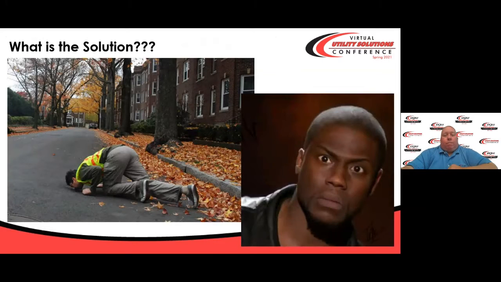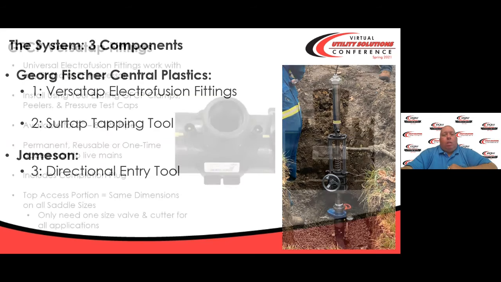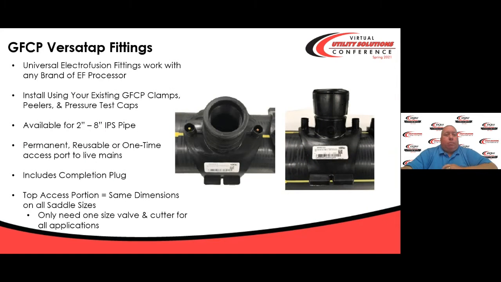So what is the solution? Thankfully, we don't have to go sniffing the ground for pipelines. The system we're going to talk about today comprises 3 components. First of all, George Fisher Central Plastic makes the new VersaTap electrofusion fittings. Those allow access to the pipe for the new George Fisher SureTap tapping tool to tap the pipe and allow entry. Once the tap is finished, we'll attach the Jameson directional entry tool. Let's take a look at these components in detail.